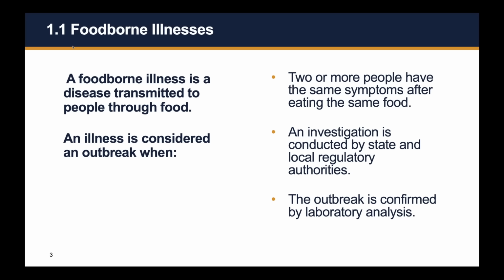Bulletin number 2, an investigation is conducted by state and local regulatory authorities, also known as your health department, and the outbreak is confirmed by laboratory analysis, usually through the form of blood or a fecal sample. Okay? Those are the 2 main ways that they can find if you have a foodborne illness.